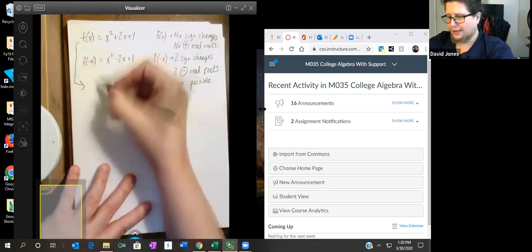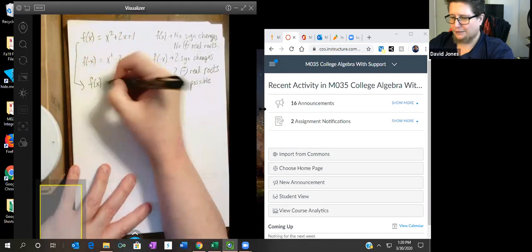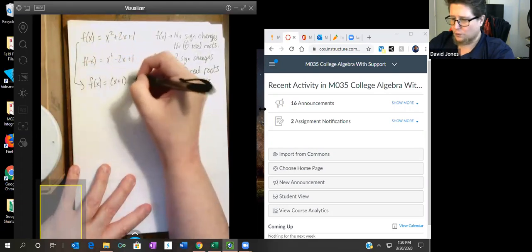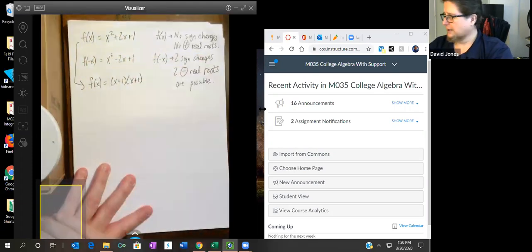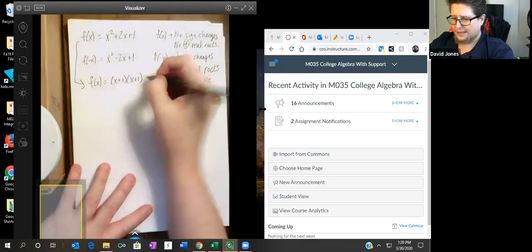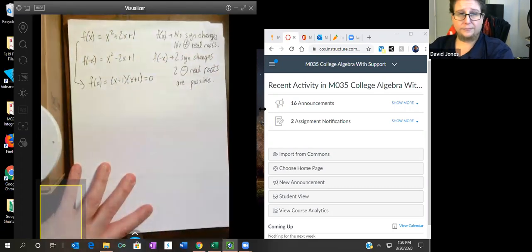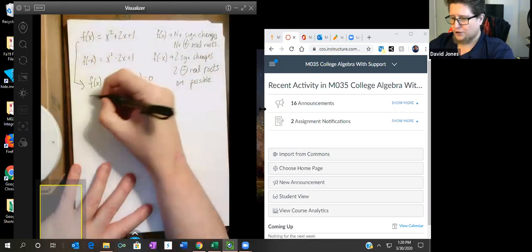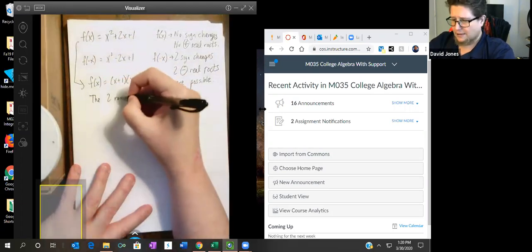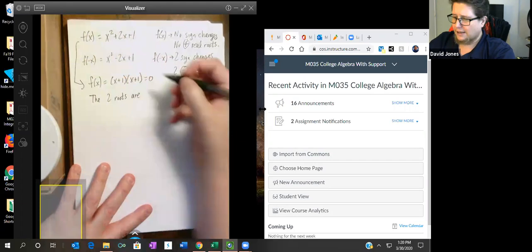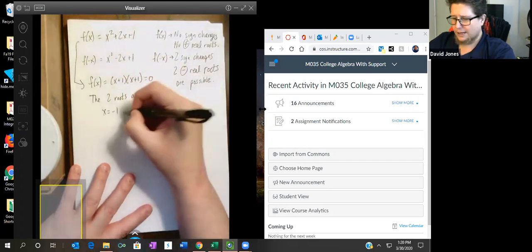We actually know what that factors to. You could factor it real quick. That's x plus 1 and x plus 1. If we set that equal to 0, we find the two roots are x equals negative 1 and negative 1.